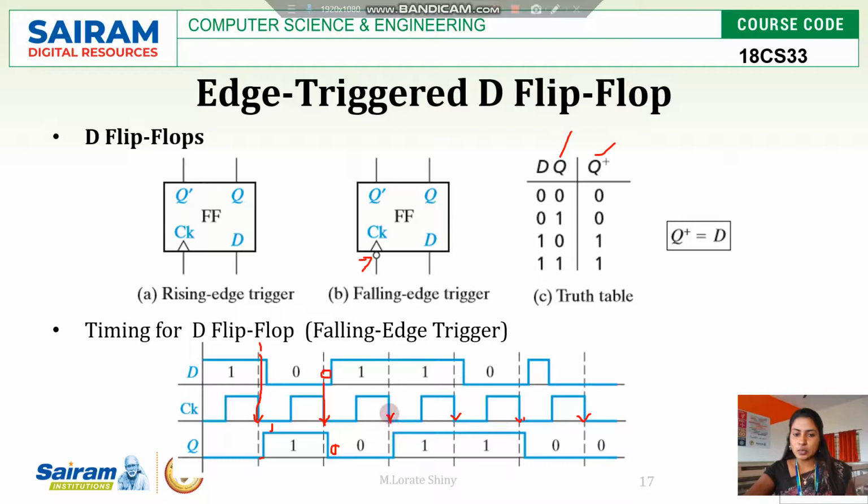Next, this is the third one. I am checking D. D is equal to 1. So Q also became 1. At the next one, again at this point D is 1 again. So 1 is continuing here. At this point D is 0. So Q became 0. And the last one, D is 0. So Q is also continuing with 0. Okay. Same way you can try for rising edge also.